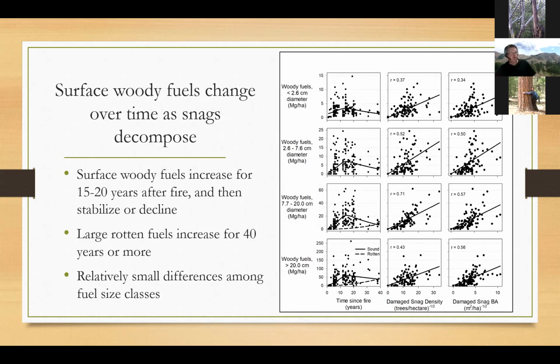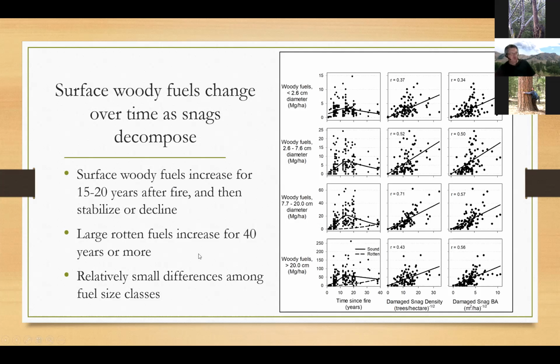Finally, I want to look at the surface woody fuels changing over time as snags decompose. What we found was a pattern of surface woody fuels increasing for 15 to 20 years after fire. That's basically a time when all those tops are falling off, the branches are falling off, and the smaller snags are falling entirely. At some point there, around 15 to 20 years, we saw the accumulation sort of cease, and we saw a gradual decline. Some of that's because I think decomposition is kind of catching up with deposition. Some of it may also be that those really older stands may not have been as dense to begin with. And we can kind of account for that, but not entirely.